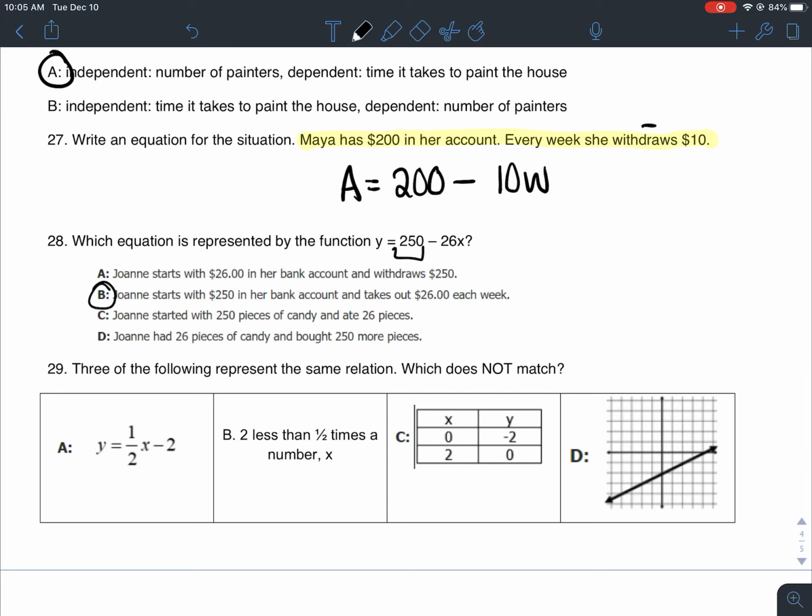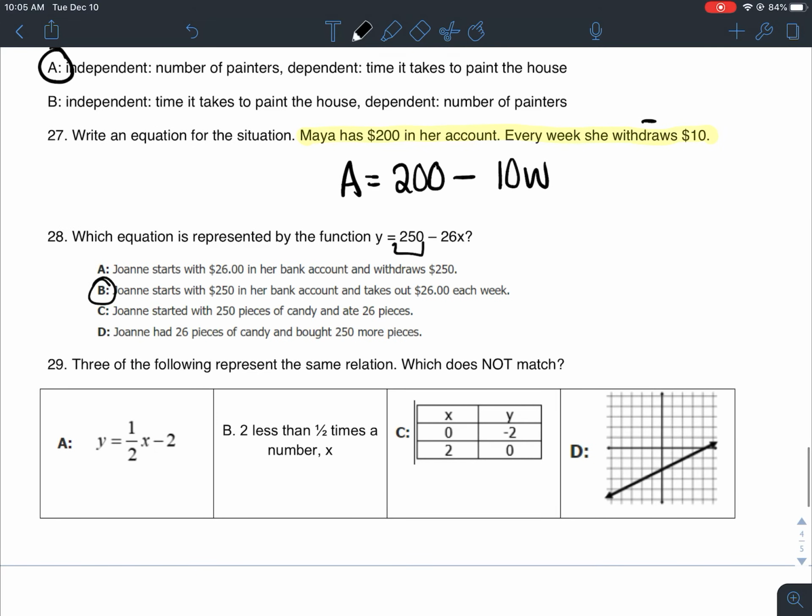All right, which one doesn't match? So for this one, we're just trying to see which one doesn't match. First you can maybe check the graph, because that's kind of easy to check the points in a graph. So let's check C. So 0, -2 would be this point, and 2, 0 would be this point. Okay, so one of those is not true. So let's figure out, C and D definitely don't match, so it's got to be one of them. So let's double check that A and B match. All right, y is 1/2 x minus 2, so 2 less than half a number x. So remember, less than switches, so these definitely match.